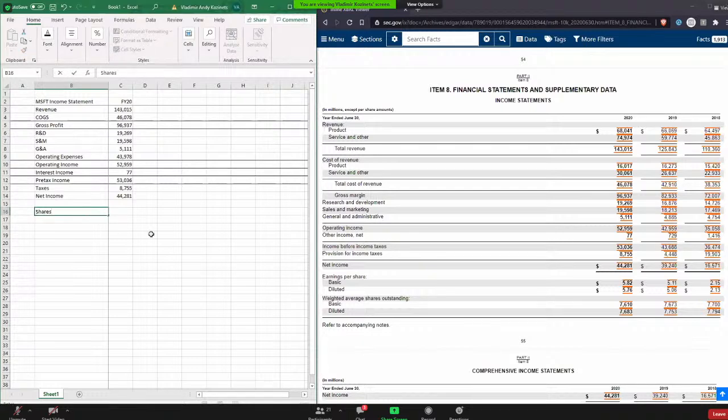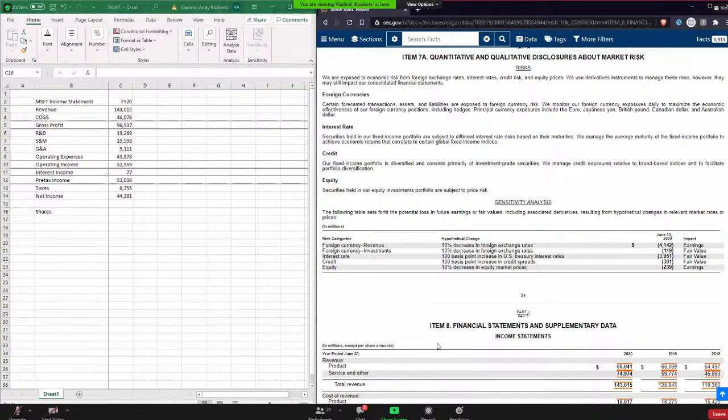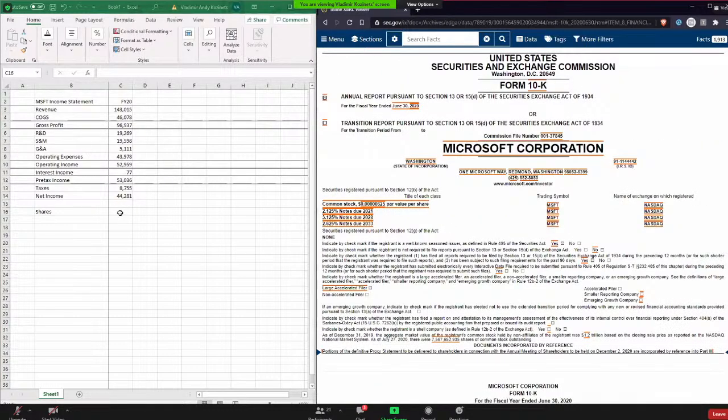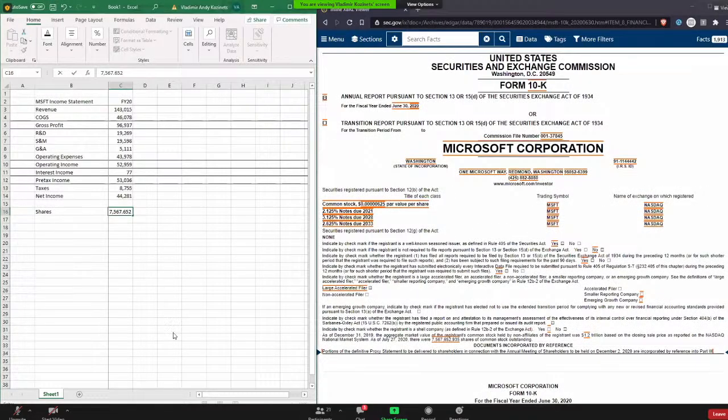Then let's do calculating their EPS. I'll show you guys how to calculate it. It says a number here, but I'll just show you. We have shares, and let's go to the top of the financial statement. Here it says how many shares there are: 7.567 billion shares. We're going to reformat that into a number.